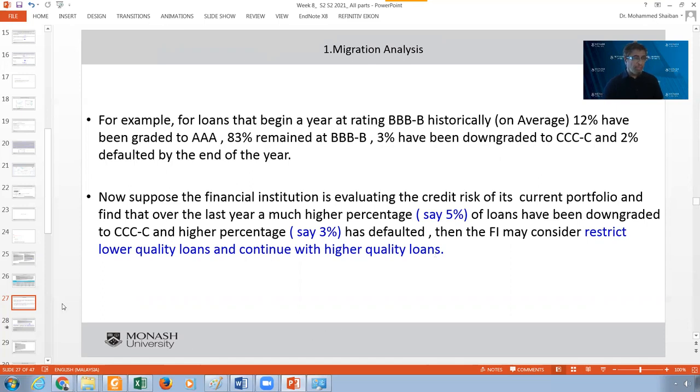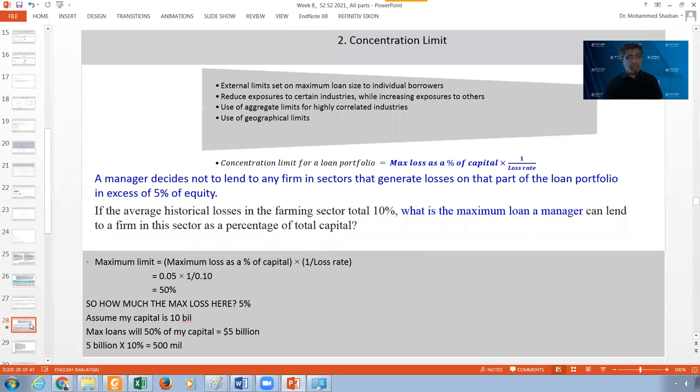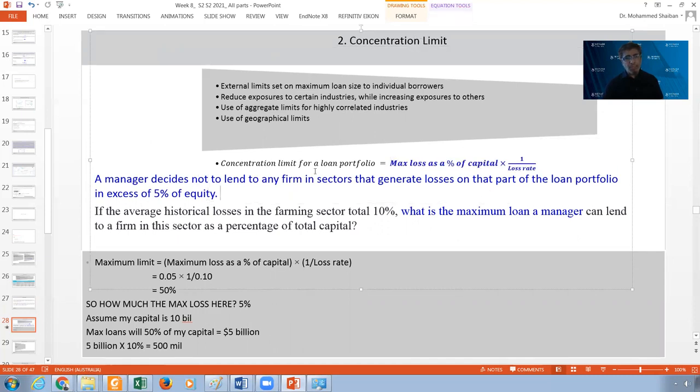Now let's go to the second one. Remember, we are talking about either intrinsic risk or concentration risk, diversification. Now this is concentration. If I am investing, the concentration limit will help me decide how much I should concentrate in each industry, in this country or any other country: we have the aviation industry, the oil industry, the IT industry, the wholesale industry.